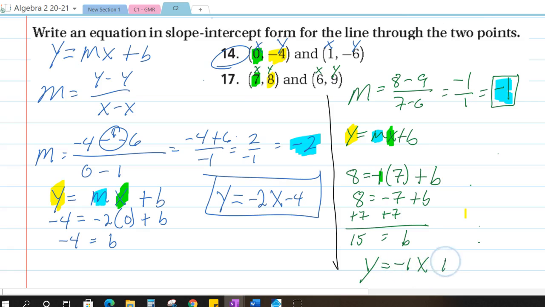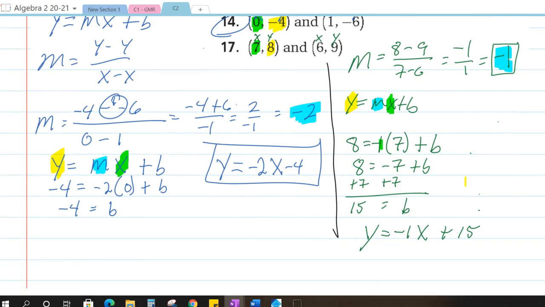X plus 15. Now, I don't have to write the 1. I can simply write the negative sign. Y is equal to negative x plus 15, because we know there's an invisible 1 sitting there.